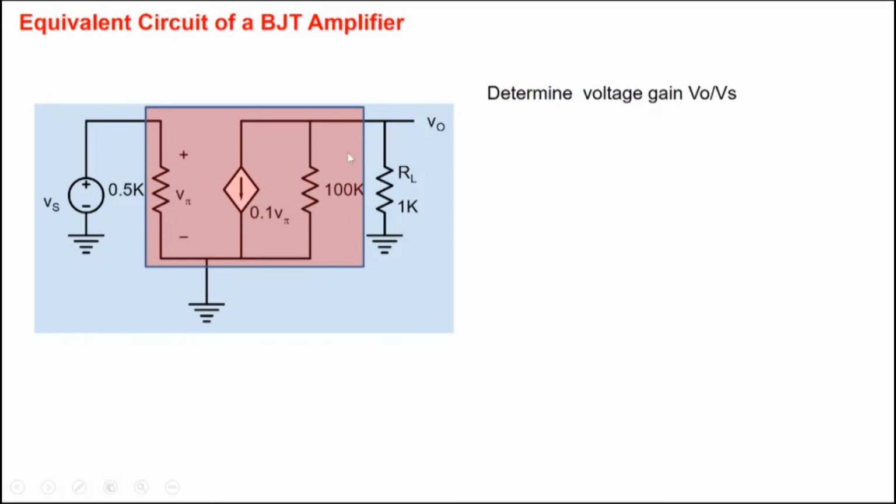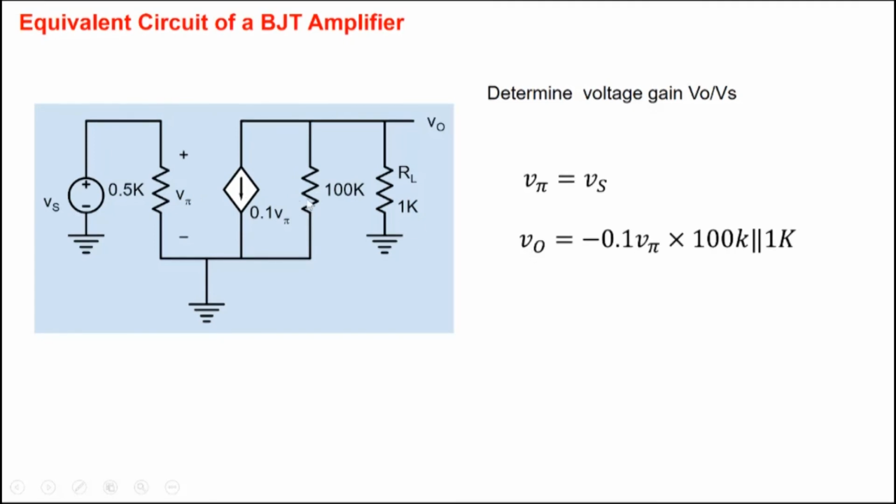0.1 V pi. And our goal is to find out what is V0 by Vs. Right, so we are saying that this is an amplifier, so you're applying a signal here and you're getting an output voltage here. So what is the voltage gain, V0 by Vs? It's straightforward. We can take this part of the circuit, we can say V pi. So V pi equal to Vs here, obviously. So then we know that this current source is 0.1 times Vs.